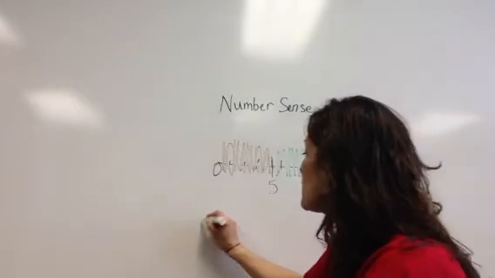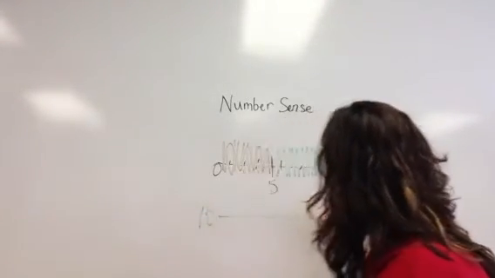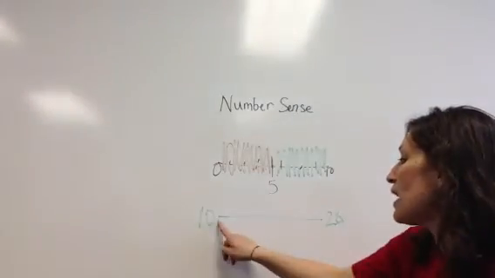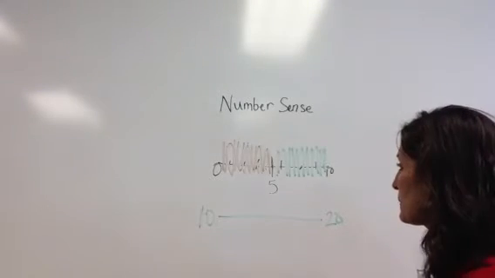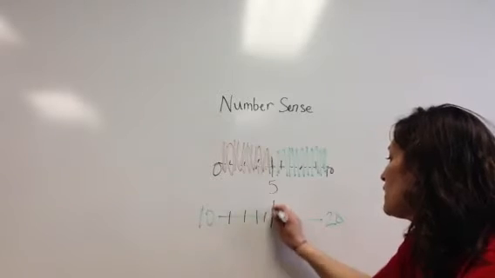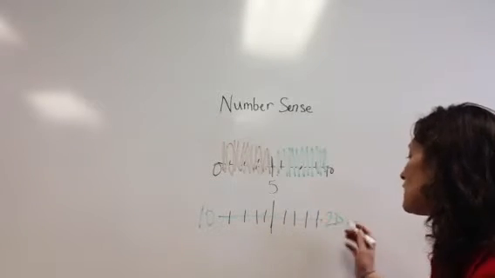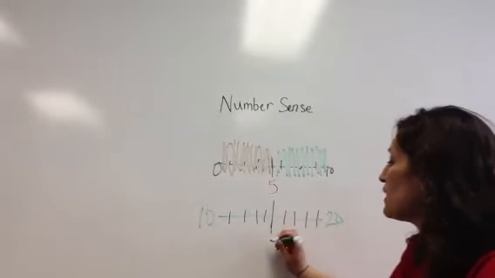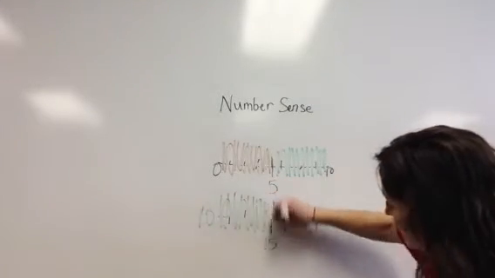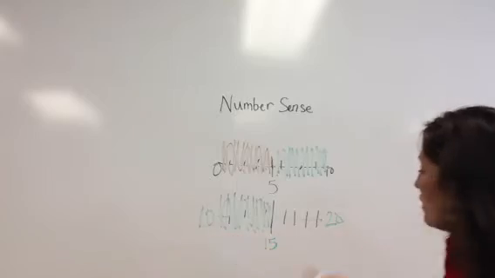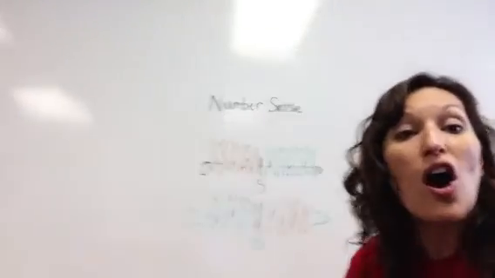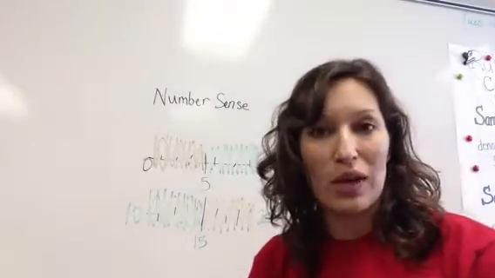Now let's take a look at 10 going to 20, okay? Where would 15 go? 10, 11, 12, 13, 14, 15, 16, 17, 18, 19, 20. Look at that. 15 is halfway between 10 and 20. This pattern continues all the way up through all of the numbers on the way to 100, right?